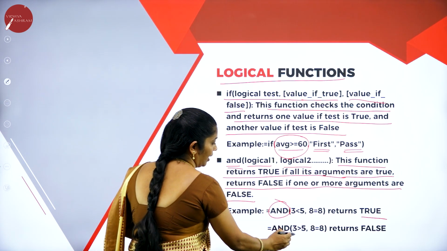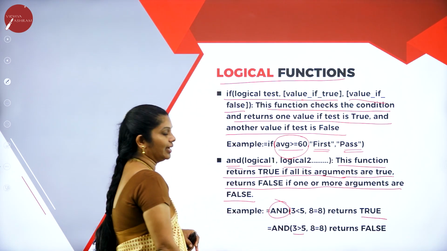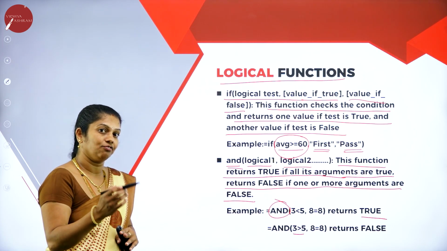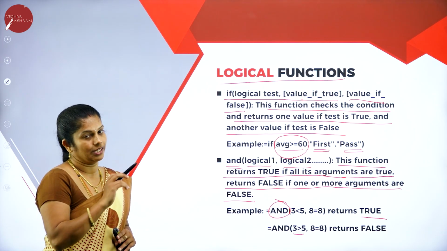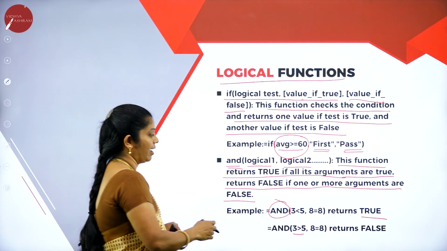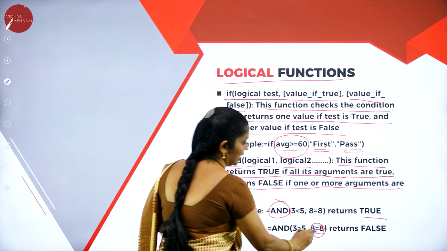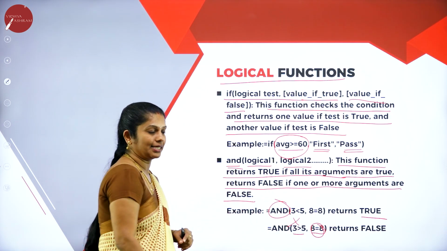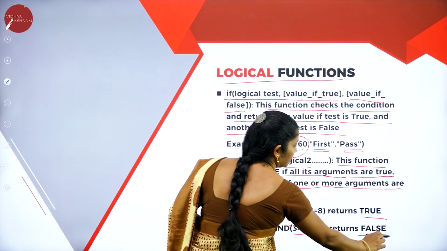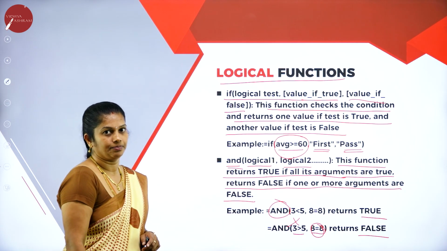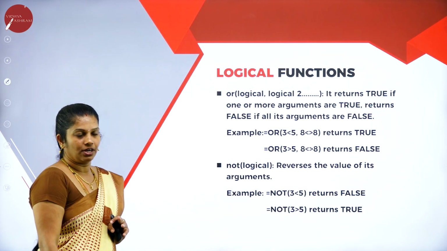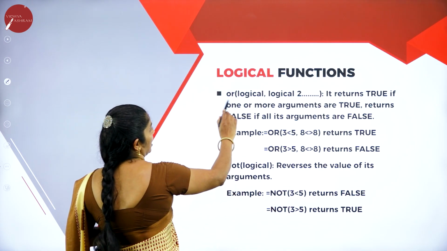Whereas here AND A is greater than 5. Here 3 is greater than 5. Is it a true value? No, it is not greater than 5. And 8 equals 8. Here this one is satisfied, but the first one is not satisfied. That's why it will display the result as false here. Now is it clear?